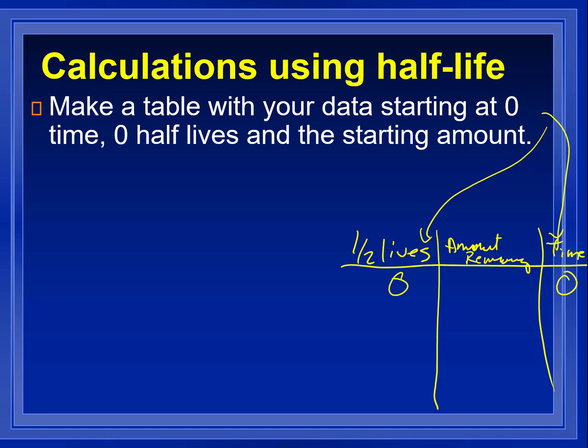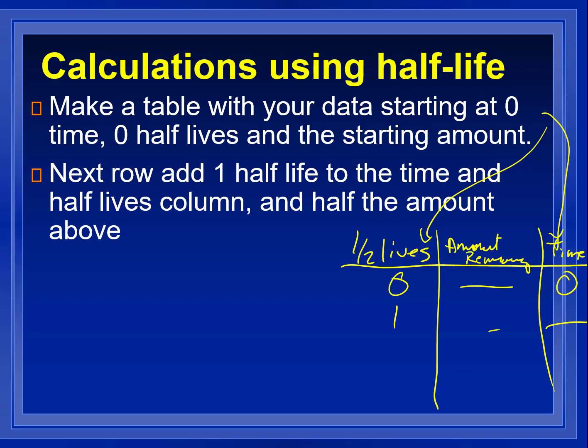And then I'm going to put a 1 there if I go 1 half-life, and I'm going to write down whatever the half-life is right there. And then I'll cut whatever this was in half. Make sense? Just make a table and keep track of where you're at. So add 1 half-life to the time and to the half-lives column, and take half of the amount above. So you're just going to take this table and work it down until you get to the answer to the question. It'll ask you how much time will it take, or how much will you have left. But you should be able to get to the answer by building this table.